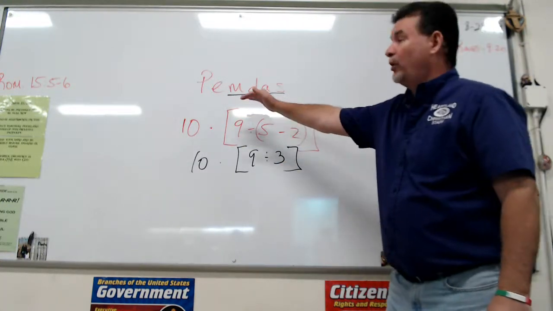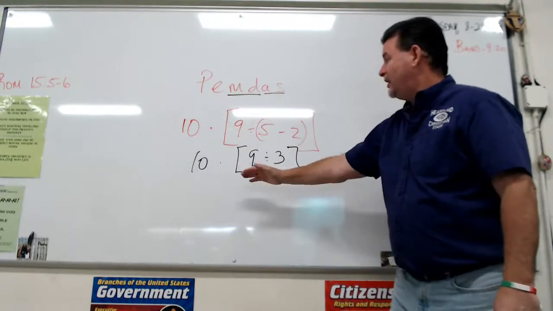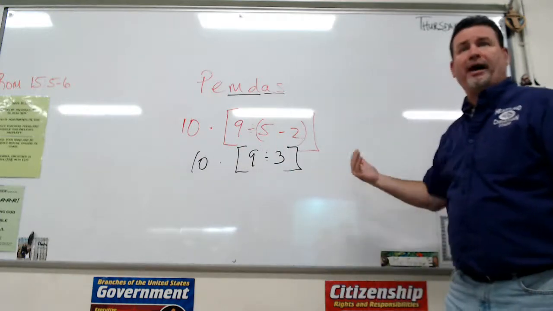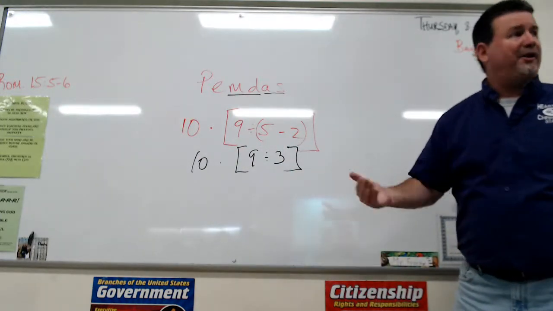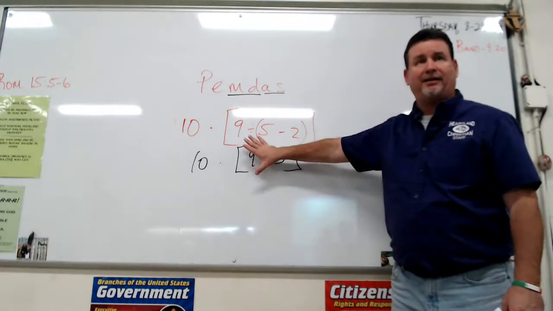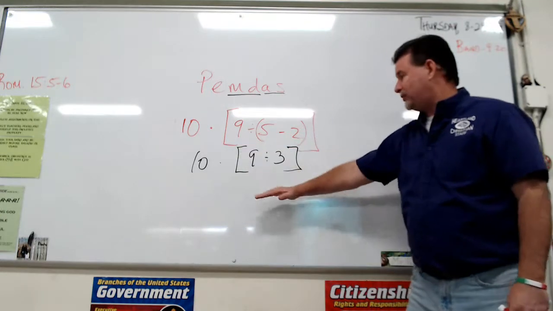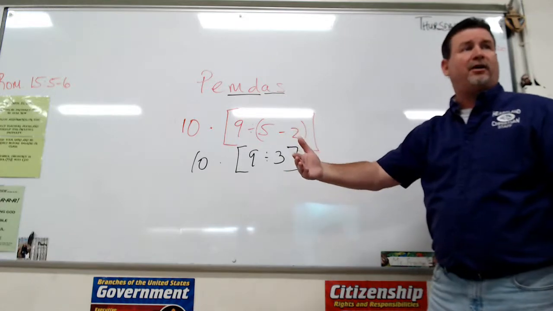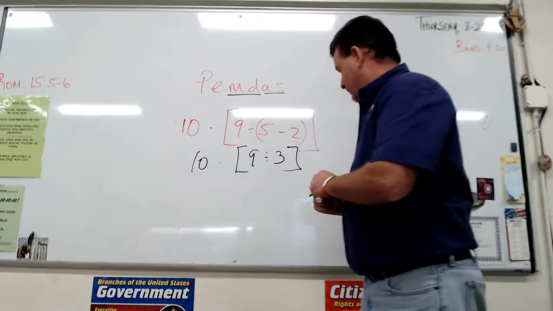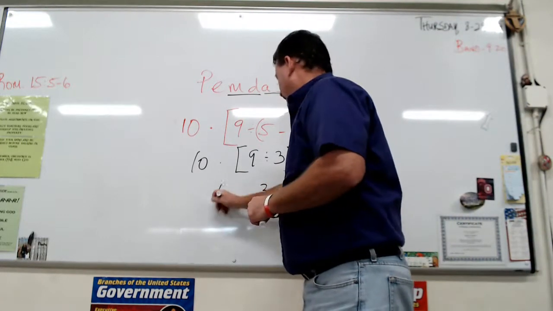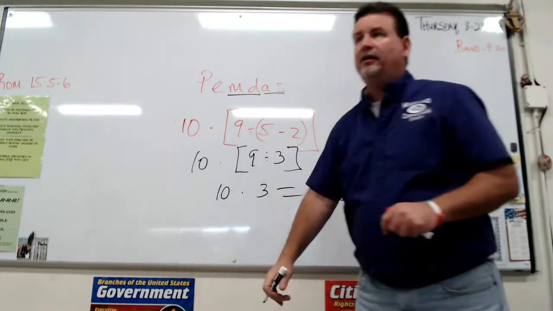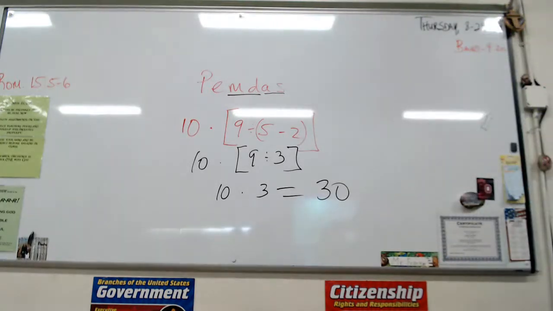So if you weren't paying attention to your groupings, someone might go like this: 10 times 9, left to right, multiply and divide. But you can't, because you still have brackets here. So you have to go inside the brackets first and do 9 divided by 3. So the final answer, because this becomes 3, now we've got 10 times 3, 30. It would be the same answer if you did 10 times 9 first.